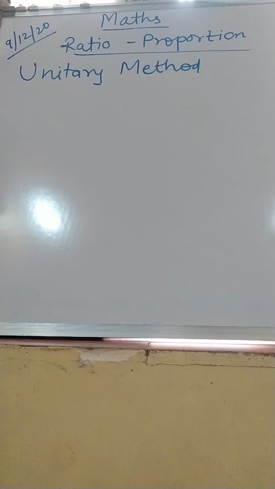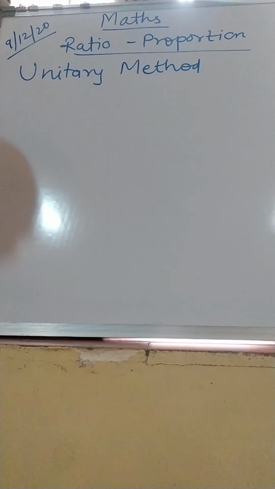Now see, what is the unitary method? If you are going to a market or a shop and you want one pen or one pencil, but the shopkeeper tells you the amount for a dozen, or 12 pieces, and you don't want 12 pieces, you want only 5 of them. So what we can do, we find out the value of 1 and then we multiply with the required quantity. That is your unitary method.